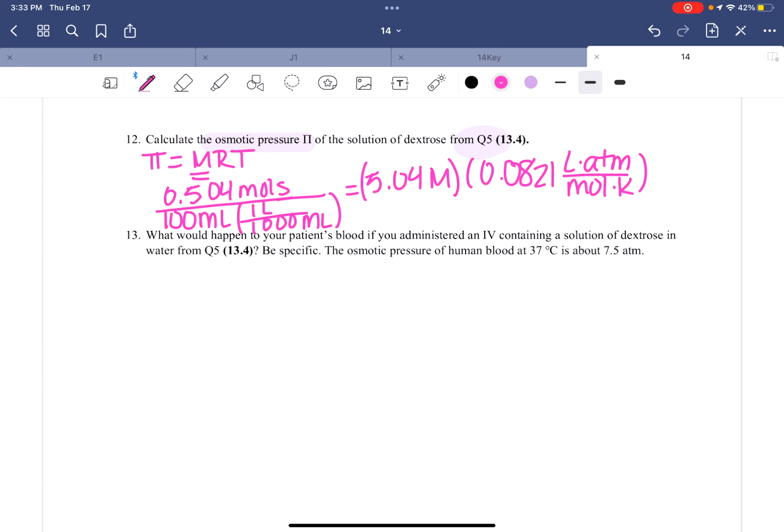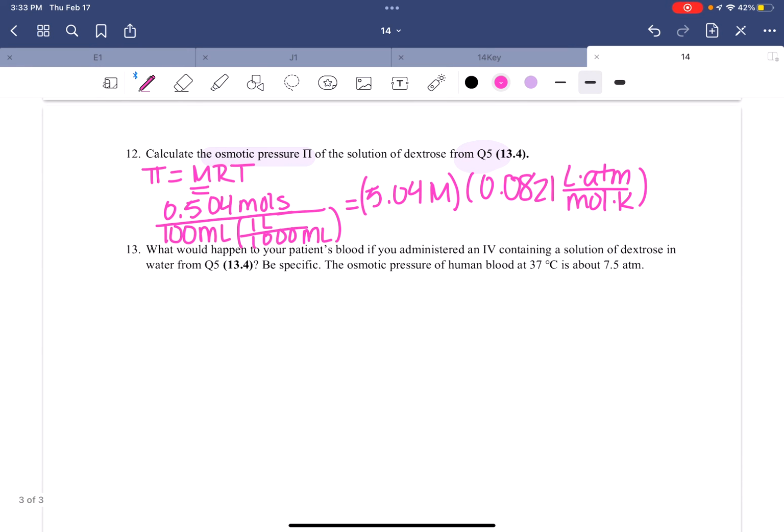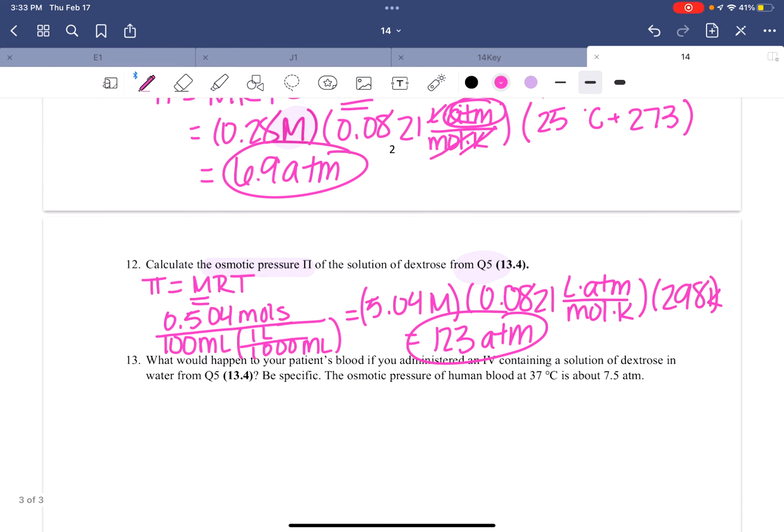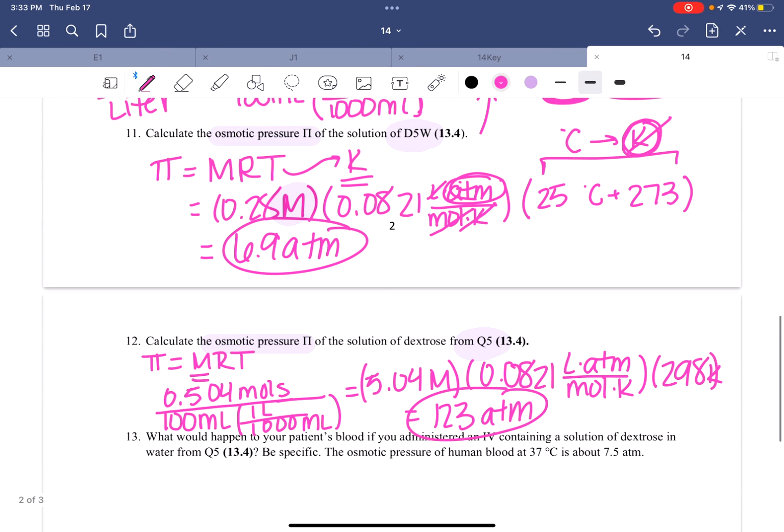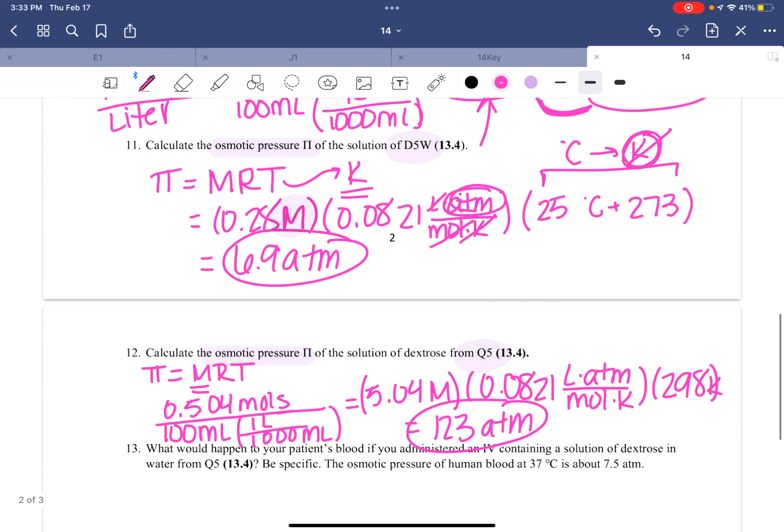And then we're going to convert the temperature into Kelvin, and it's still at 25 degrees Celsius. So when you convert it to Kelvin, that becomes approximately 298 Kelvin. And so once we plug all of that into our calculator, we get about 123 atmospheres as our answer. And what you'll notice is that 123 is so much more pressure than the osmotic pressure of the D5W solution.